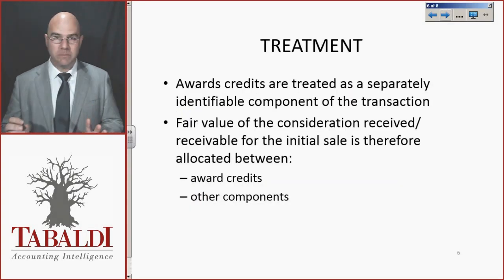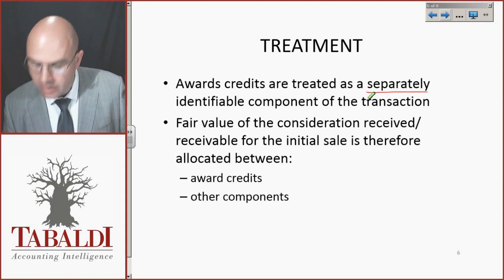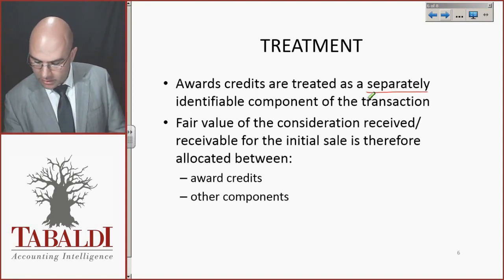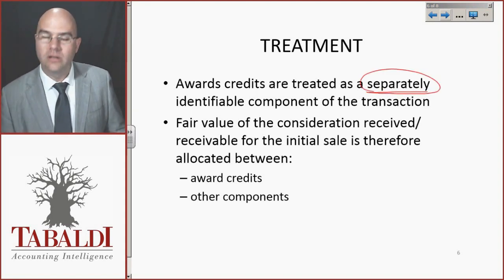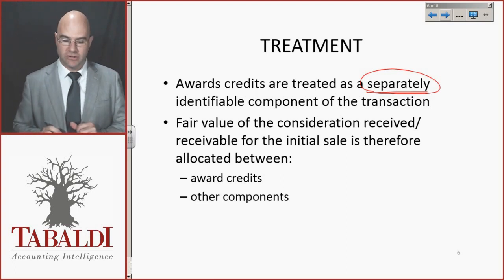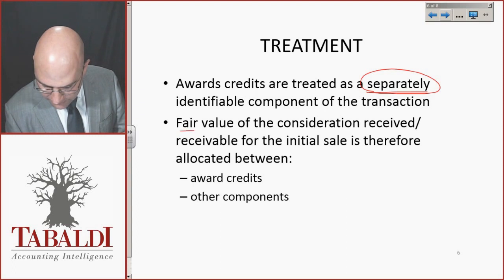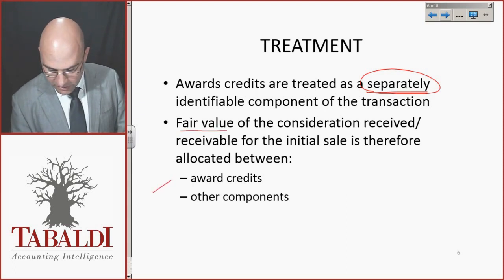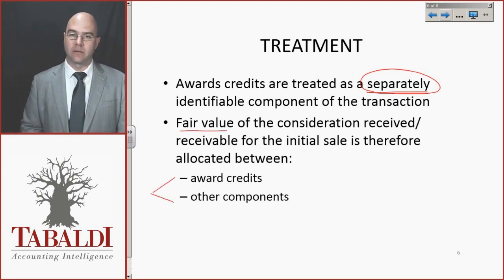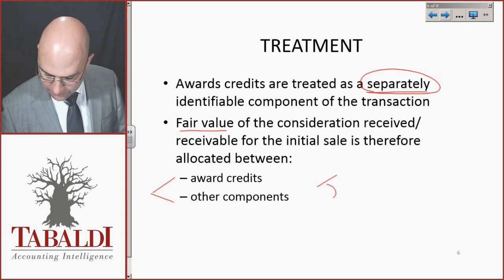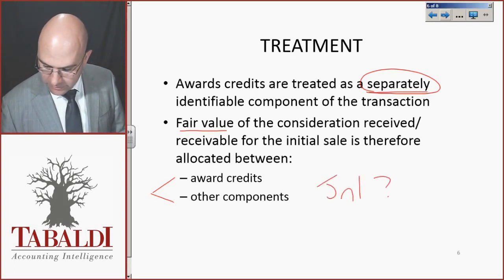Okay, so the treatment: the customer loyalty points are separated from the rest of the revenue transaction. And as I said a couple of minutes ago, you will allocate the fair value between the award credits and the other components. How do you journalize that? Okay, that's what I'm after now.